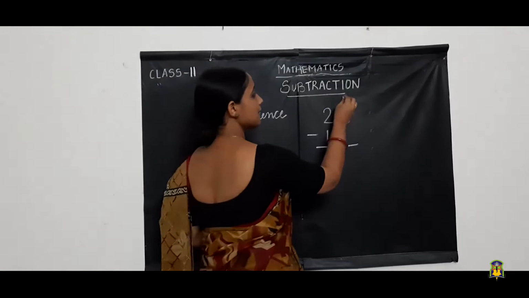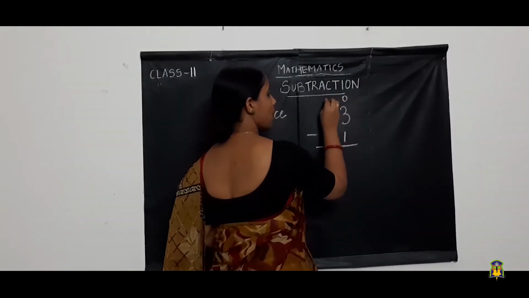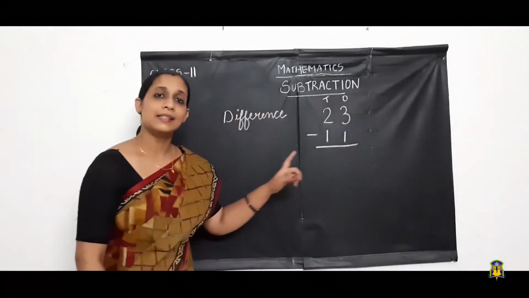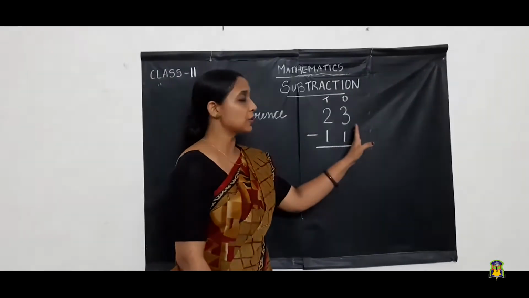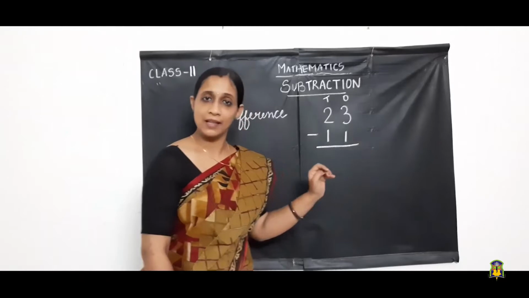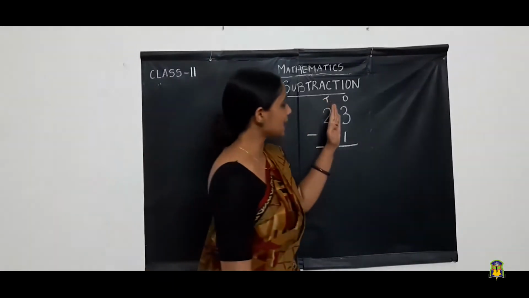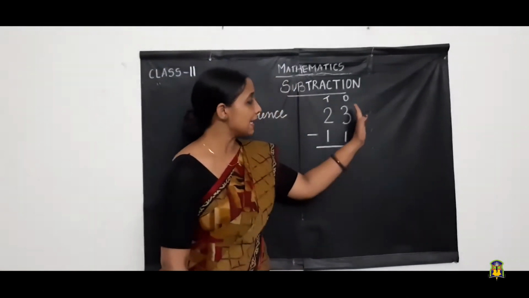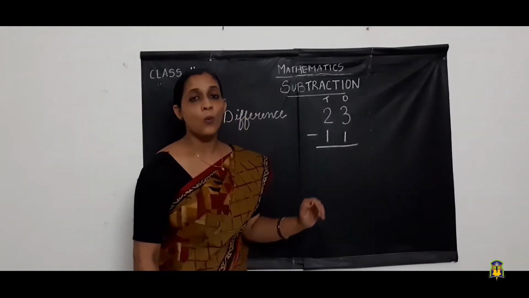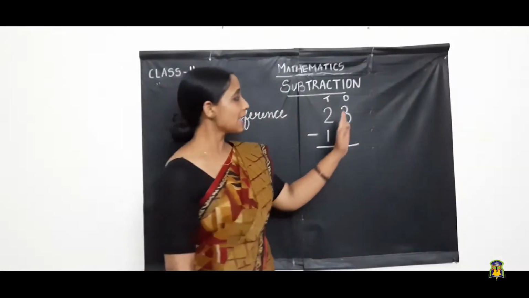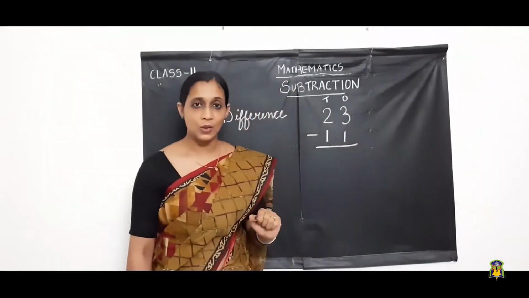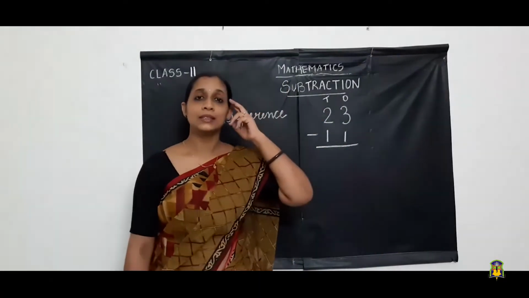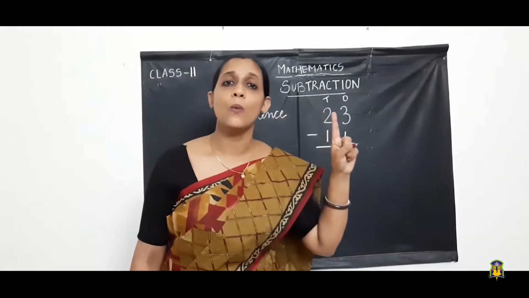While doing addition, we used to do it from ones place. Same way in subtraction, we are doing the ones place first. See, in ones place we have 2 digits. Which are they? 3 and 1. We have to subtract 1 from 3. So, 3 in mind and 1 in hand.